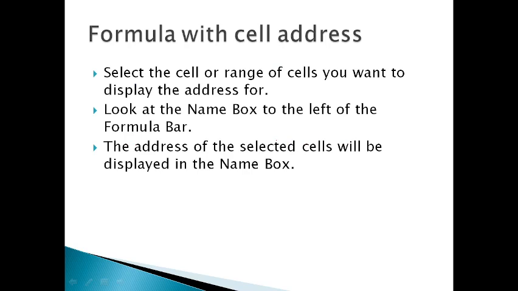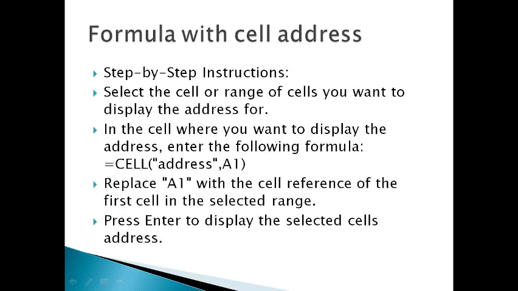Formula with cell address. Cell address means A1, B1, C1, D1. That is the cell address. Formula with cell address, how to write? First we need to select the cell where we have to write the formula, and then in the cell, suppose you write equals to cell address A1, where we want to write the formula. Replace A1 with the cell reference of the first cell in the selected range.